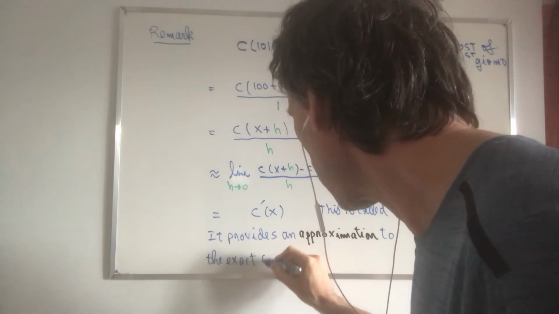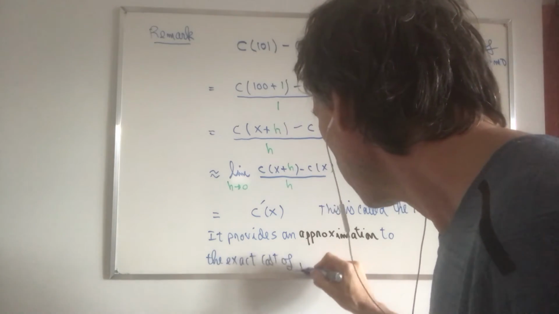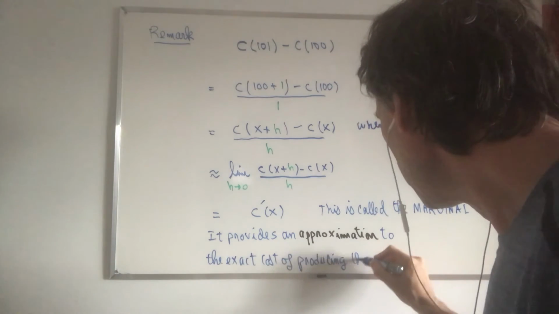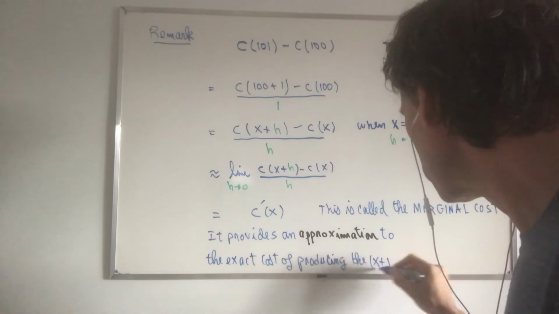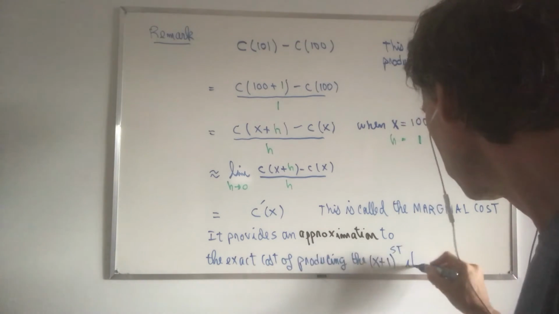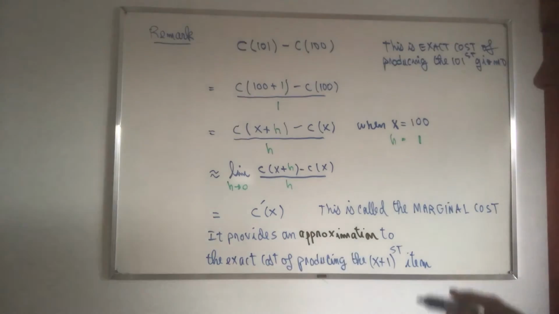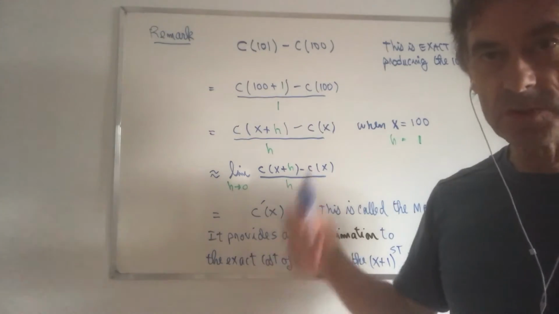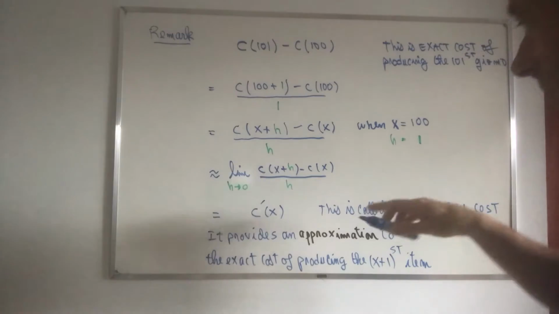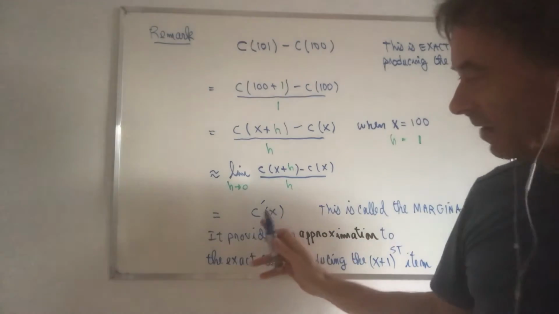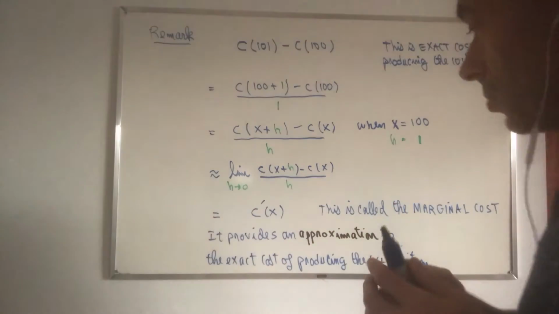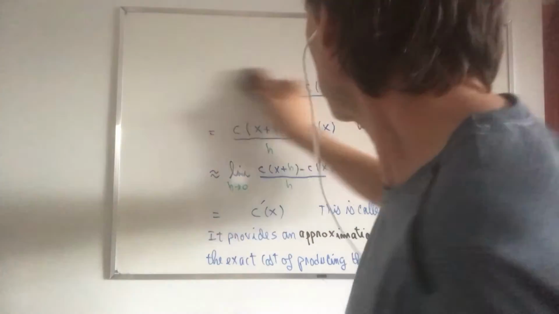of producing the x plus first item, gizmo, whatever. So it's supposed to produce an approximation. Now, we already calculated the exact cost. I'm going to bring back the stuff that we did before, and we're going to compare that to the C prime value. We're going to see that they're actually fairly close to one another. So let me do that right now. Let me get rid of all this.